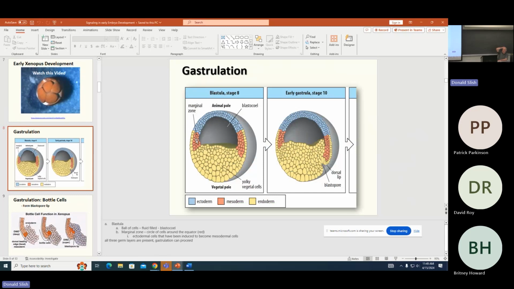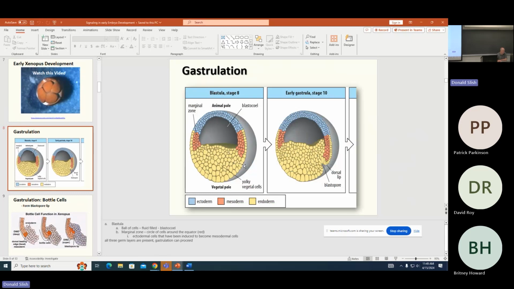How many people have had developmental biology before? Anyone? No? A little bit? Okay. So here's your blastocele, which is the hollow part in the center. The marginal zone all the way around the embryo is going to be mesoderm. And then the yellow here is yolk, and that is endoderm.